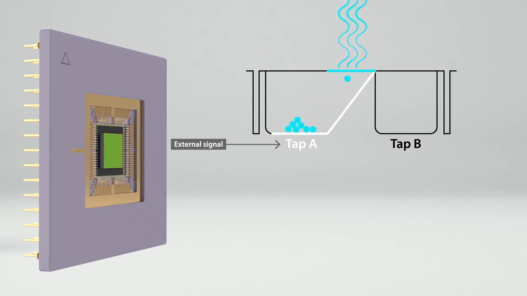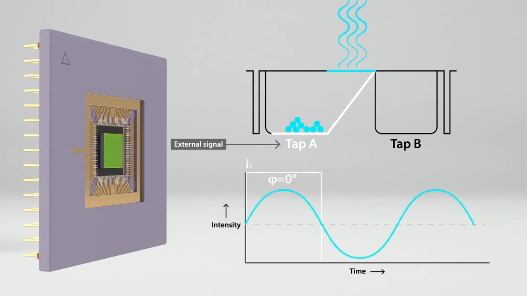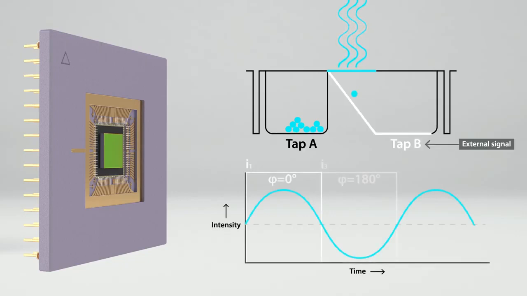All charge carriers are collected in charge bucket A. This is image I1. At phase 180, tap B is active, and all charge carriers go to charge bucket B, resulting in image I3.